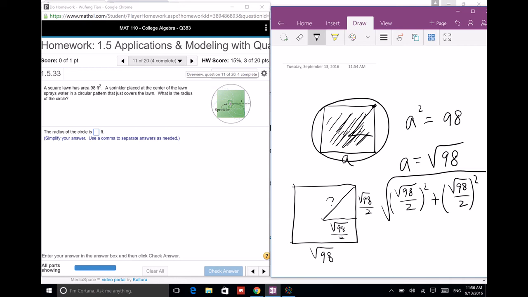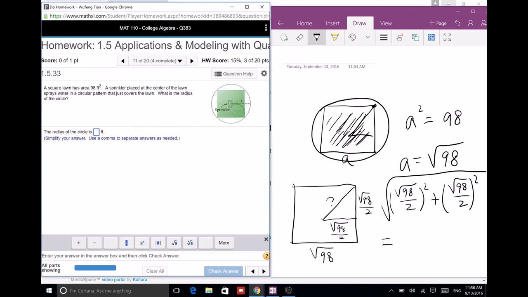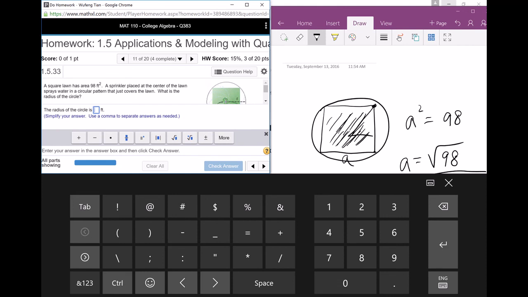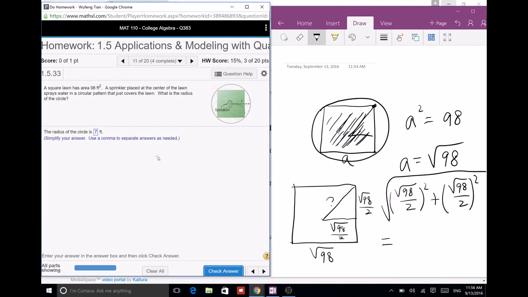I think the radius for this one, I believe, is 7. You have to find that yourself. I believe this might be 7. Square root of 98 and 98, so 98 times 2, 7 times 2, 7. Okay, let's try it. Okay, that's 7.